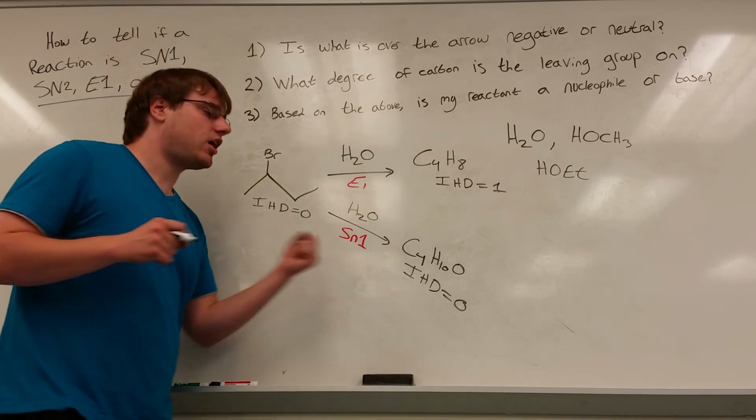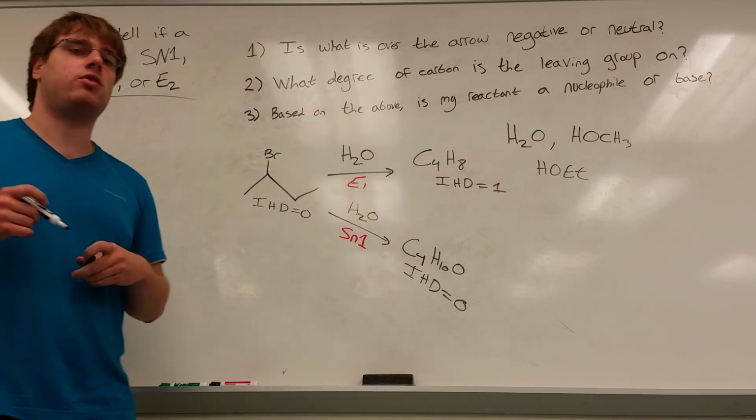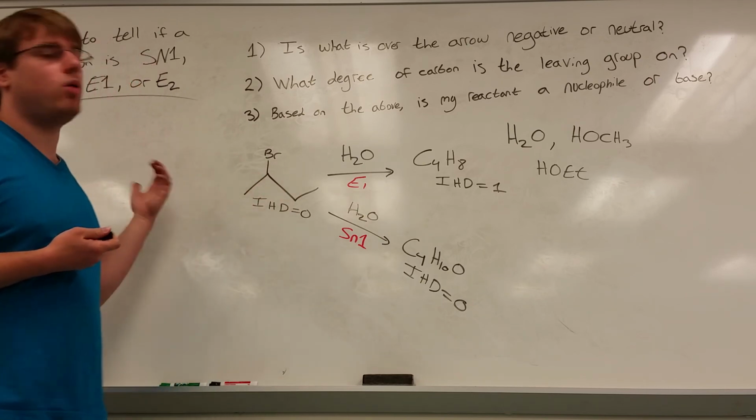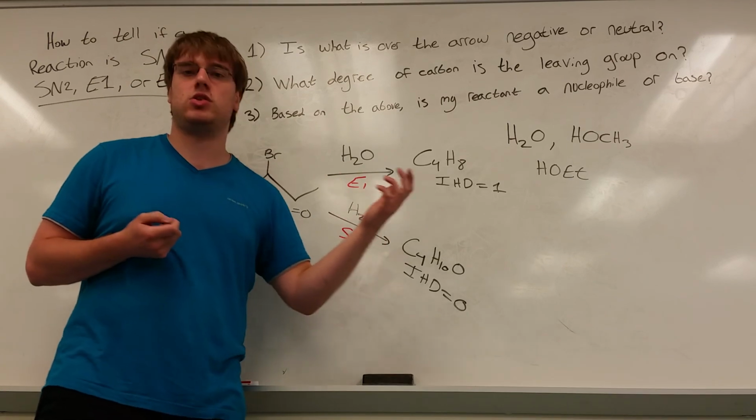So it really comes down to the context of the question, and these are the things you should be looking out for. And if you're good with that, I think you'll have a much easier time telling E1 from SN1, SN2 from E2, and the 2s from the 1s.